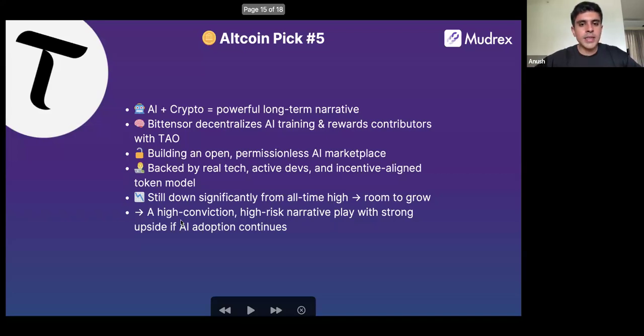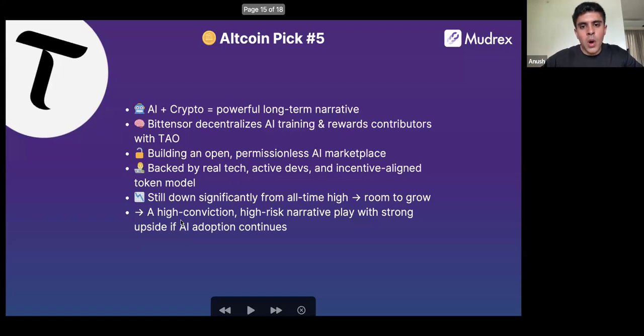Now, from a fundamental standpoint, TAO is super interesting. The project isn't just riding the AI hype, it's got real tech, a very, very active developer community, and a token model that actually incentivizes useful contributions to the network. And even from a price perspective, TAO is still down quite a bit from its all-time high. So while it's already gained a lot of traction, I still believe it's undervalued when you look at the bigger picture, especially considering where the AI and crypto narratives are going to go, right?